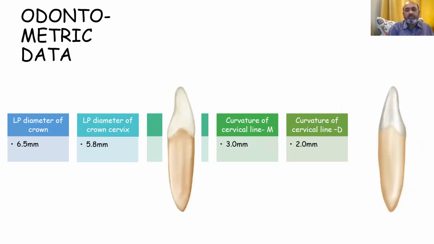When we talk of the dimensions labiopalatally, it is 6.5, and at the cervix it is 5.8. So the measurements are a little more than that of the mandibular central incisor. When we talk of the curvature of the cervical line, it is the same as that of the mandibular central incisor, and the same as that of the maxillary lateral incisor. So it dips in by 3.5 millimeters on the mesial side and 2.5 millimeters on the distal side.